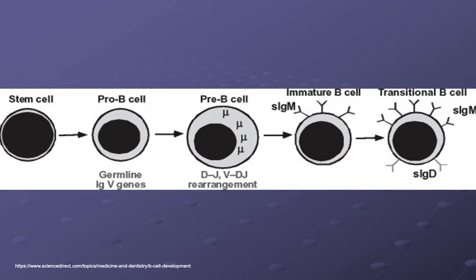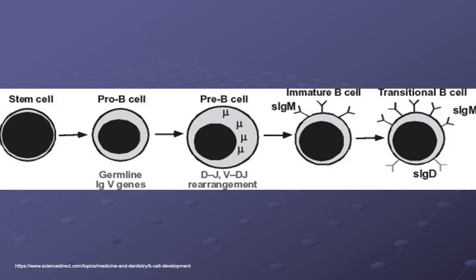Now, in the pre-B cell stage, we expect the rearrangement to already start. Okay, so DJ, VDJ rearrangement are expected to happen at the pre-B cell stage. And aside from IG gene rearrangements, pre-B cells also are characterized with the expression of cytoplasmic IG heavy chains, no? IG mu heavy chains.